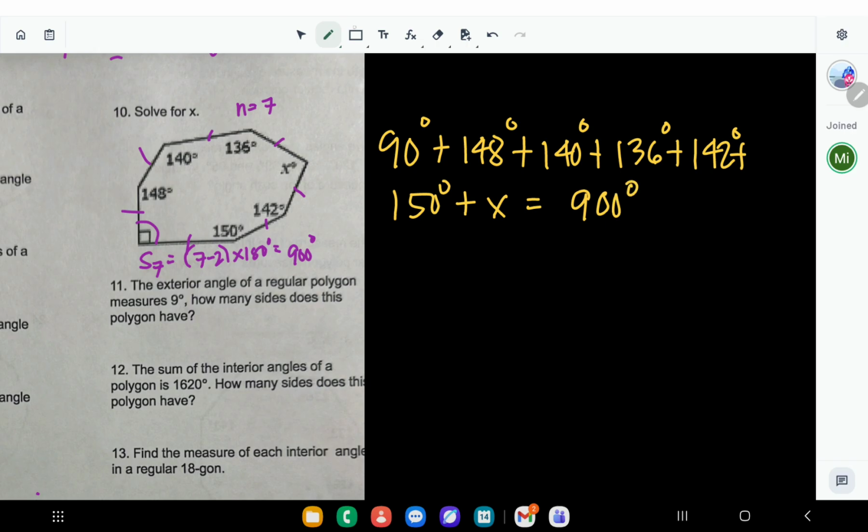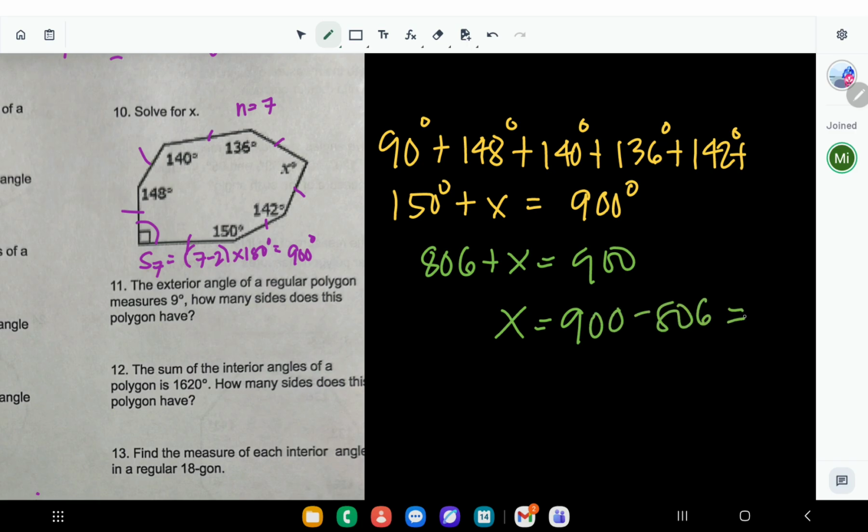Okay, then solve for x. You add up everything: 90 plus 148 plus 140. All right, so this is 806, 900. Then x is 94, right? Because we subtract. 94 degrees.